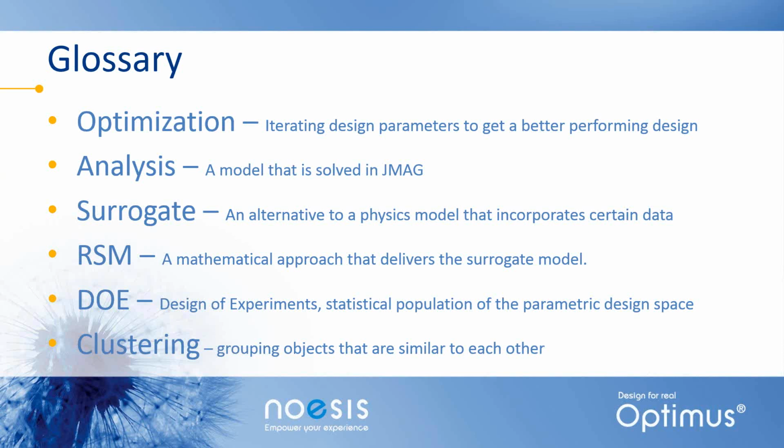And a surrogate, this is where we maybe get into some new terms here. A surrogate would be an alternative to a physics model. A response surface model is a type of surrogate model. So it's a mathematical model that simulates that physics data, and I'll refer to that as an RSM. And then a design of experiments is a statistical population of a parametric design space. And we'll spend a little bit more time explaining those in a moment.